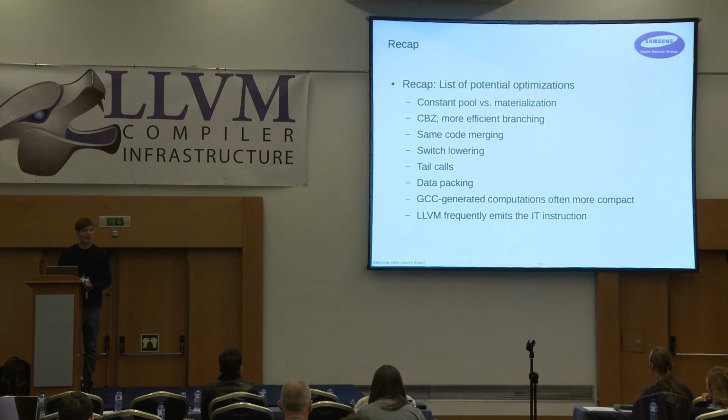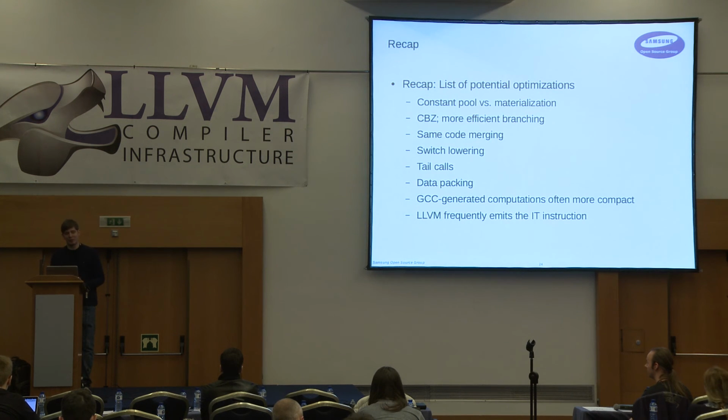Then switch lowering is quite different. I didn't show any example of that. The code generated for switches is quite different, but for most of the cases I saw, even though it was done quite differently, there was not really a big difference in terms of code size. And tail call is definitely something where GCC is catching. I don't think I saw any case where it didn't catch it, but maybe they were not complicated enough.